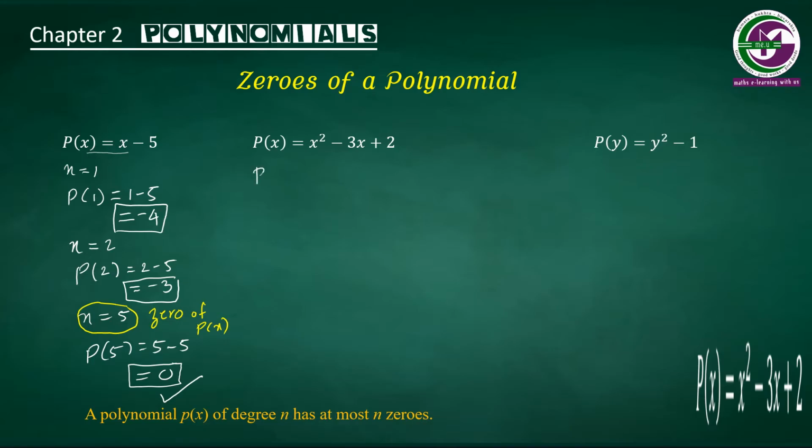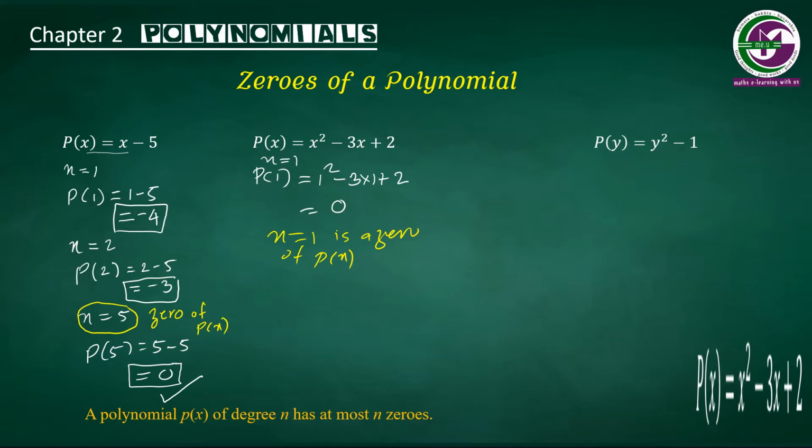So P of 1, that means x equals 1. When we substitute x equal to 1, we'll find P of 1, that is 1 square minus 3 times 1 plus 2. That means 1 minus 3 plus 2 is 0, right? So x equals 1 is a 0 of p of x.